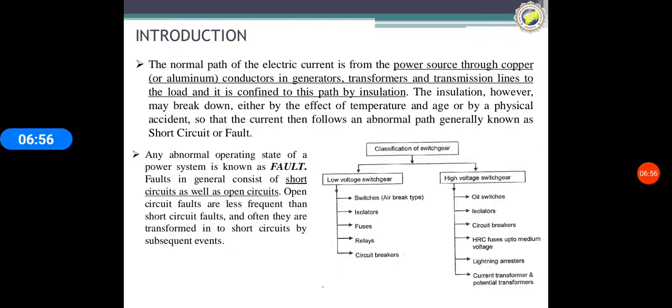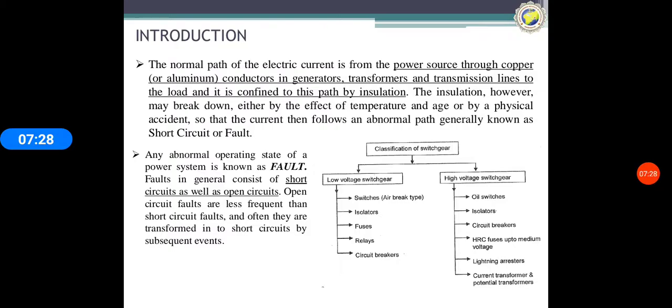The first one is the switches, different types of switches used in power system equipment. One example is the air break type, which is used to disconnect our power system. Then the isolators, which are opened over the transmission line. Then fuse, relay, and circuit breakers. Now this is the low voltage side.